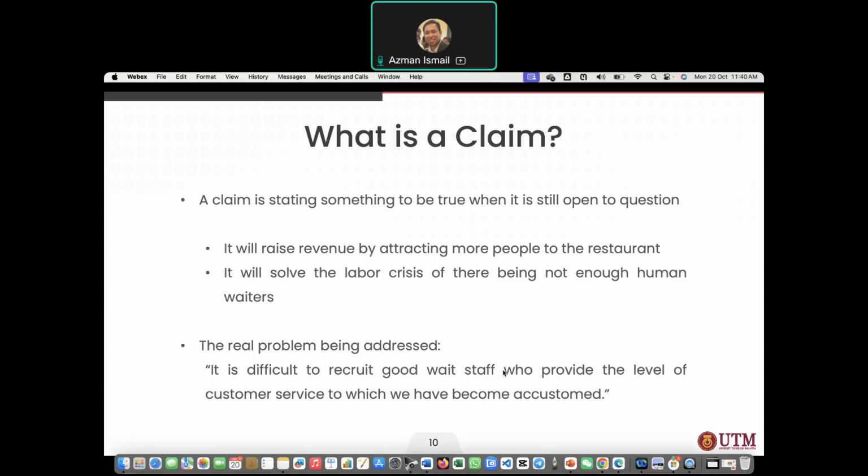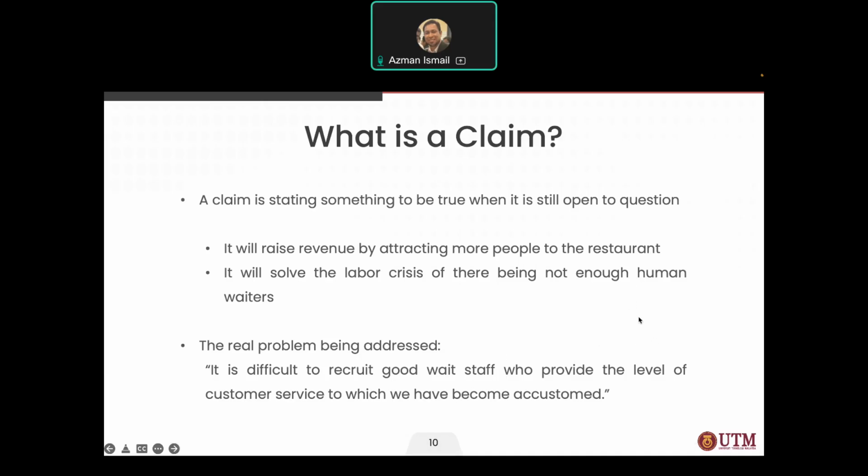It will solve the labor crisis of there being not enough human waiters. The real problem being addressed is that it is difficult to recruit good staff who provide the level of customer service to which we have become accustomed. So this is what the system needs a robot to serve, especially in the restaurant.